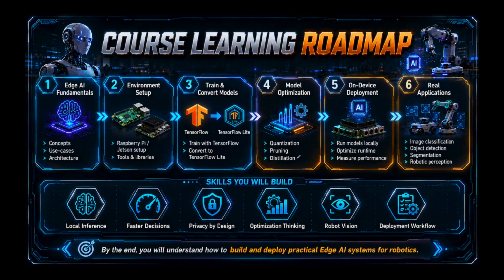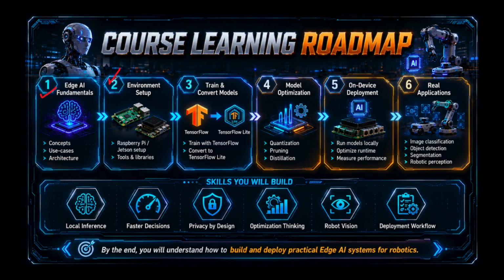Now, in this slide, I would like to show the course learning roadmap. So, how are we going to learn all of this? We will follow the same path that we would use when deploying a real edge AI system. We will start with establishing the fundamentals. That means what is edge AI? Where does it fit into robotics? And when should we use it?